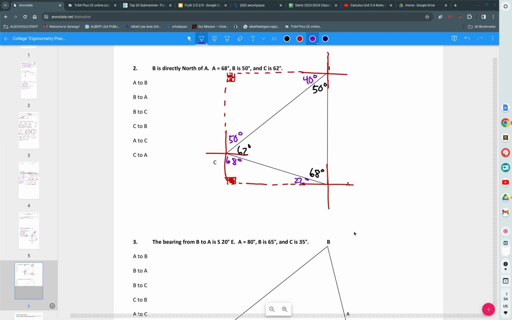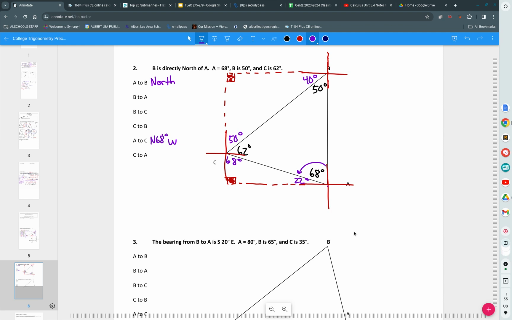Okay, let's start at position A. Describe A to B. North? A to C, I would describe as north. Whoops, sorry about that. A to C, I would describe as northwest. From north, how many degrees did we turn to the west? 68.